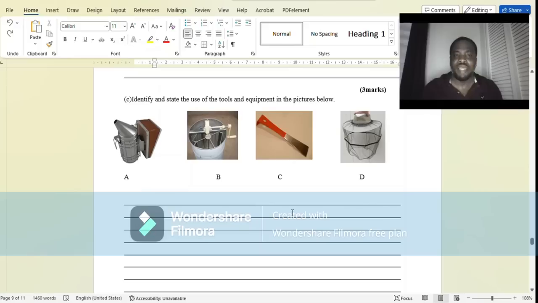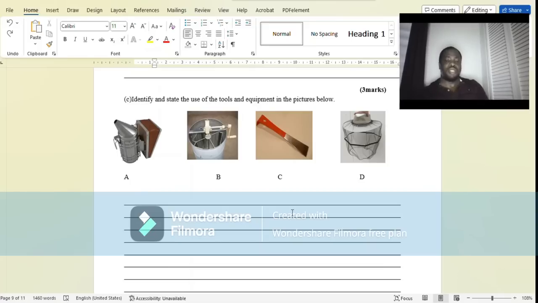We are asked to identify and state the use of the tools and equipment in the picture below. Now, A is the smoker, and we use the smoker to mask the pheromone of the queen. It is what we use to control the bees and keep them calm. Bees are normally in the wild. Once they sense the smoke, they will run and eat their honey. The abdomen will become swollen because they think it is a forest fire, and so it minimizes the amount of stinging. And as we said, it masks the pheromone that the queen would have been emitting to indicate to the other bees.